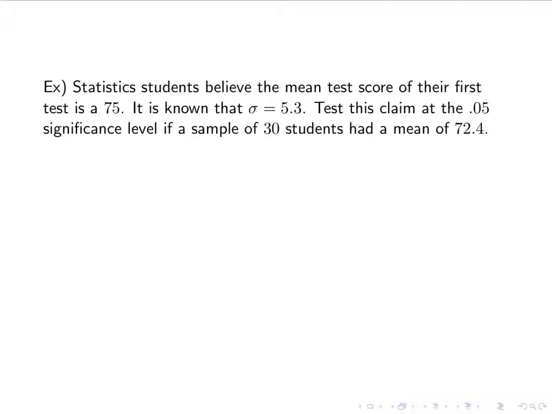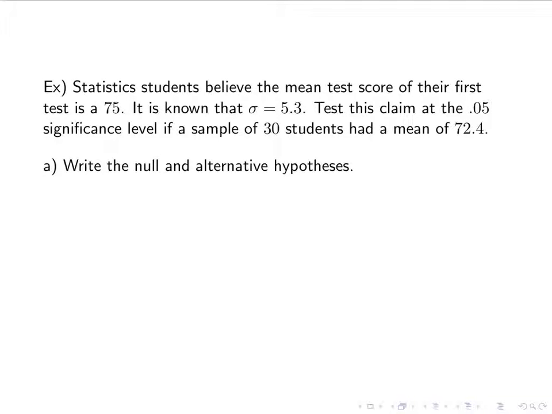So let's try another one. Statistics students believe the mean test score of their first test is a 75. It is known that sigma is 5.3. Test this claim at the 0.05 significance level if a sample of 30 students had a mean of 72.4.